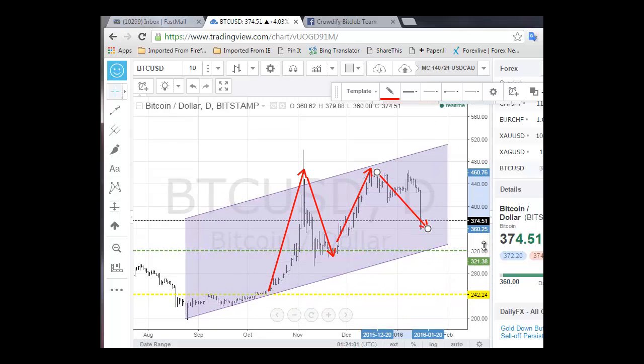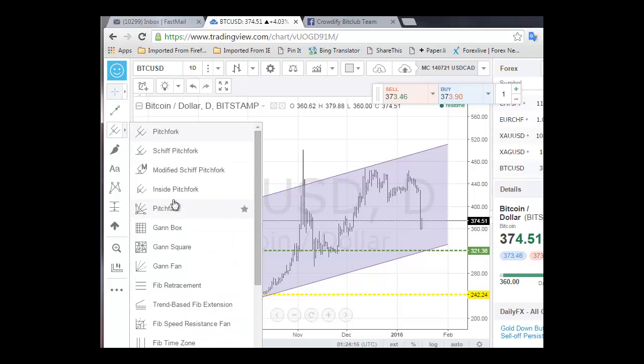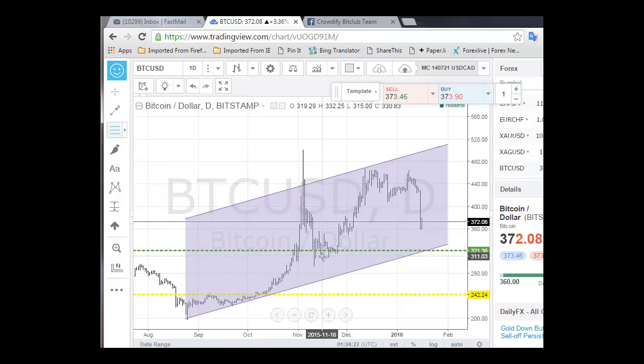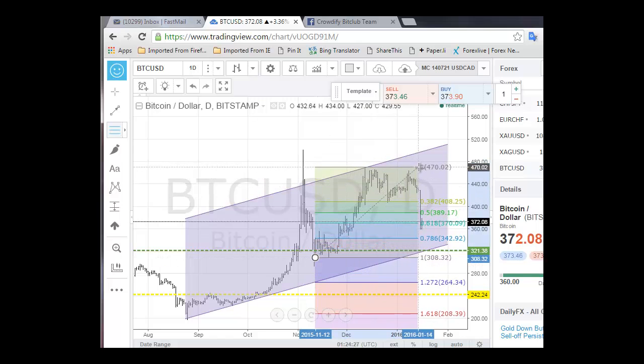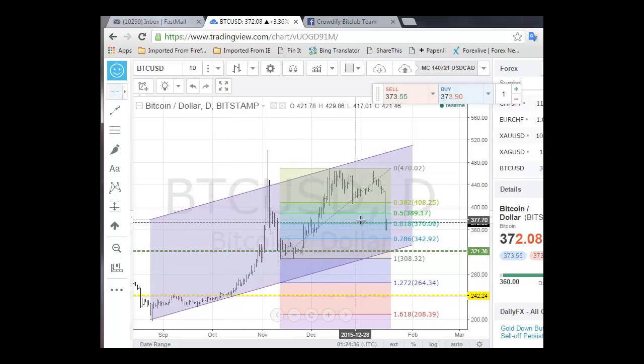Now from a technical point of view, can we predict or identify where the market is going to turn? And the indicator that I use for doing that is the Fibonacci retracement, and I'm going to run the Fibonacci line from these lows here to the top of those highs, and you'll see it produces a set of lines and a set of numbers. And typically the market will often turn on one of these numbers.